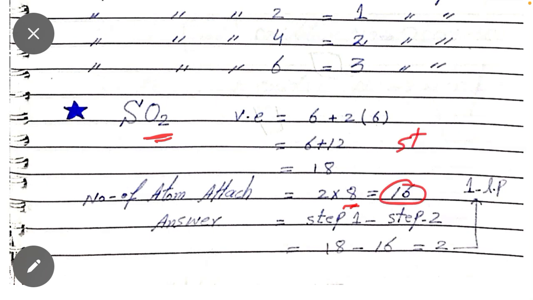Step 1 minus step 2. Step 1 answer is 18 minus step 2 answer is 16. The answer is 2. If the answer is 2, it means 1 lone pair. Here the answer is 2, it means 1 lone pair. As you can see the answer is 2, so there is 1 lone pair.